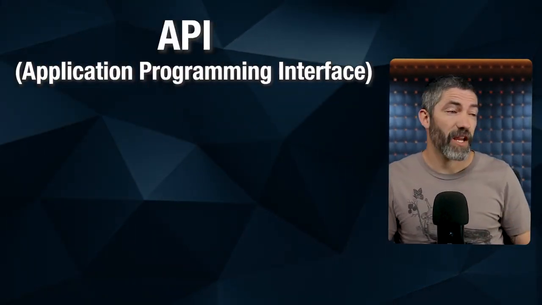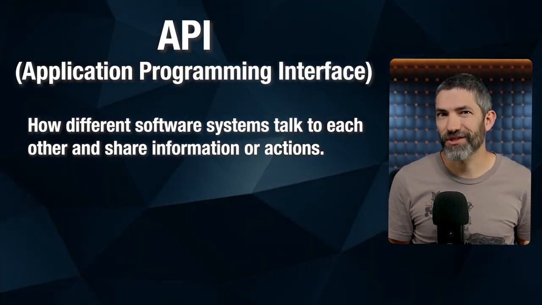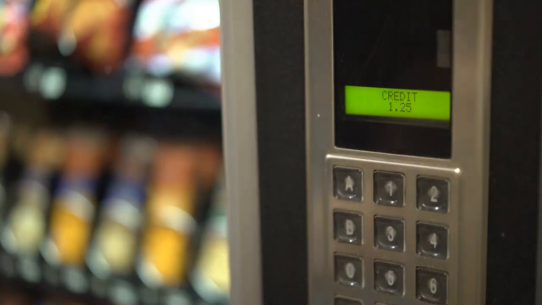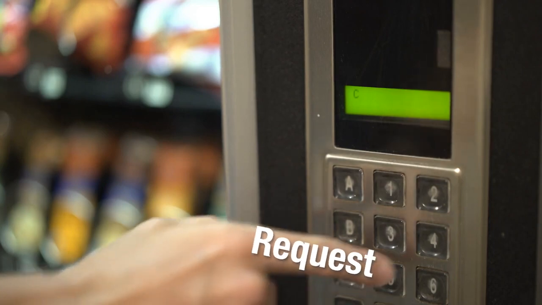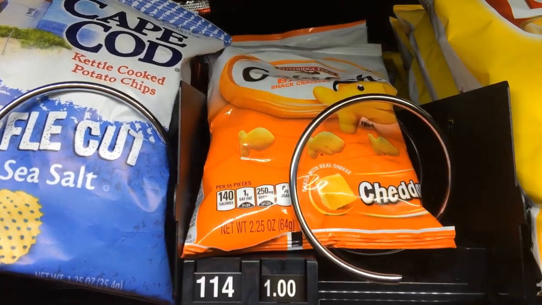API stands for Application Programming Interface. It's how different software systems talk to each other and share information or actions. Now, think of it like a vending machine. You press a button or make a request, and the machine gives you something back, the response. You don't need to know how the machine works inside. You just give it the right input to get what you want. APIs are the same. Behind the scenes, websites and apps use them constantly to fetch or send data.